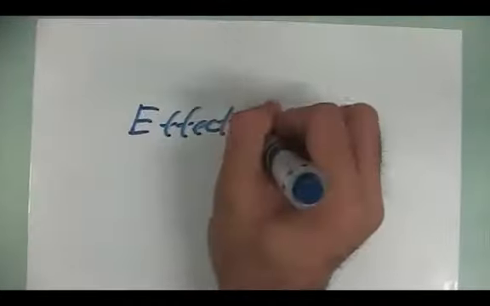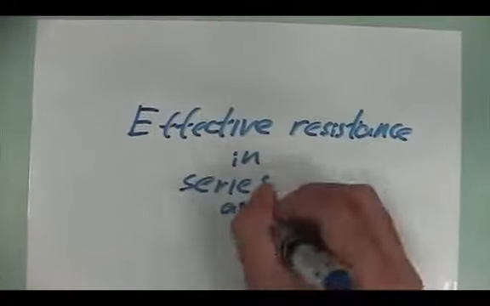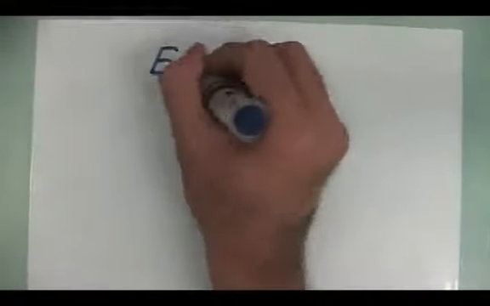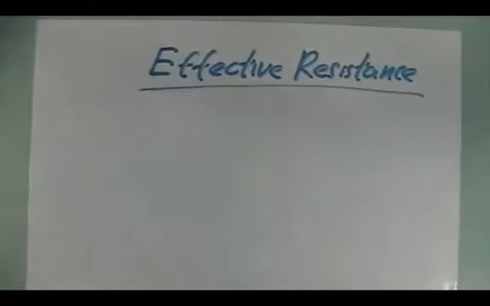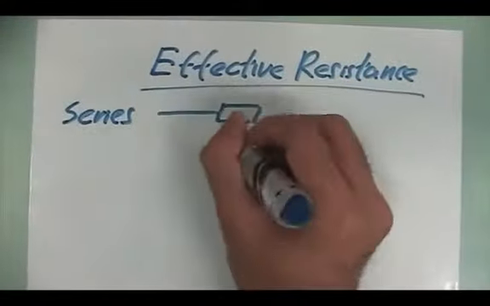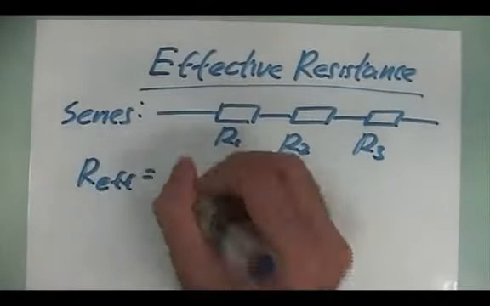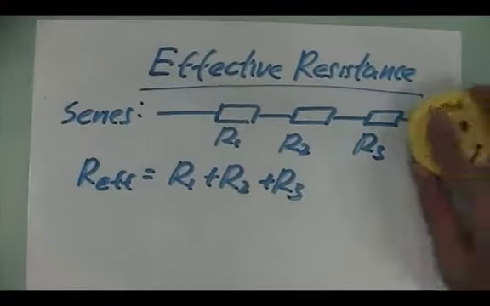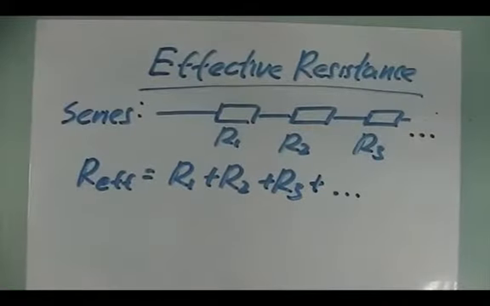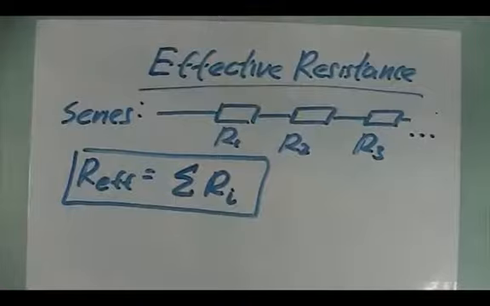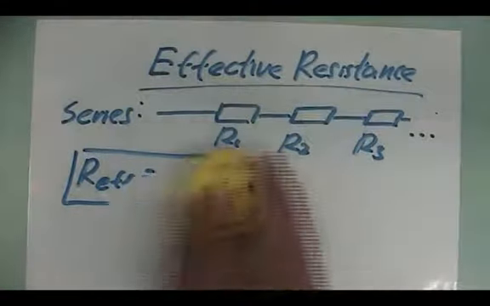Let us now learn to find the effective resistance of resistors that are placed in series and in parallel. Let us first find the effective resistance of resistors placed in series. If we had resistors R1, R2, and R3, then the effective resistance would be R1 plus R2 plus R3, and additional resistors would just be added to the sum. So the effective resistance of resistors in series is simply the sum of their individual resistances.